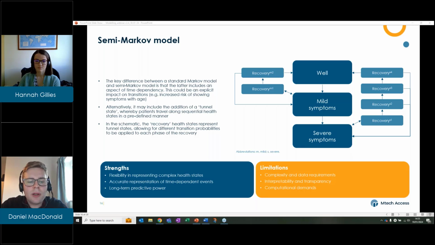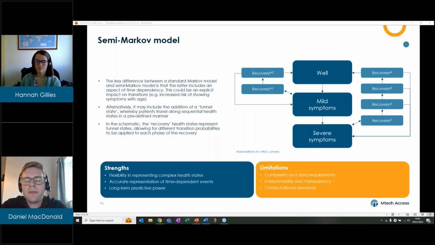These also build into longer term predictive power, so you'd assume a more accurate representation of a disease pathway in a real world setting, which adds to the robustness of a model and adds, I'd say, to the argument if you're approaching an HTA submission, for example. The limitations here: the number of health states adds a level of complexity as opposed to a three state model, which would be seen as a more simple version. The data requirements can be burdensome and require a sufficient level of data to be collected from a clinical trial.